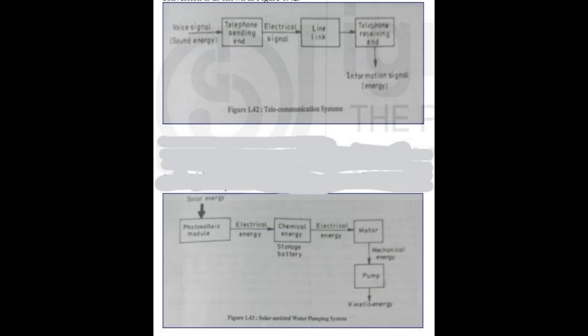Look at the screen. 1.8.4 Solar-assisted water pumping system. Nowadays, a photovoltaic system, which makes use of solar energy, can be used in rural areas for pumping water. This type of system is not commercialized yet, but feasibility studies are going on. The type of energy conversion that takes place in each stage of the system is shown in figure 1.43.